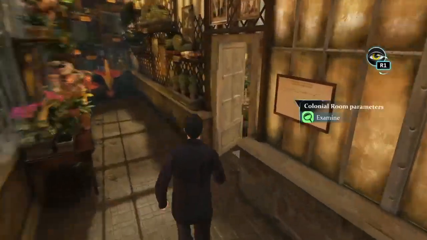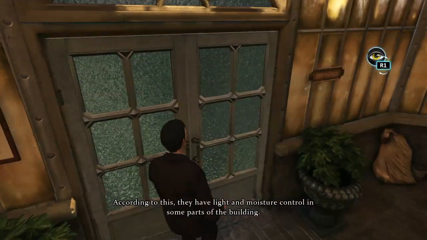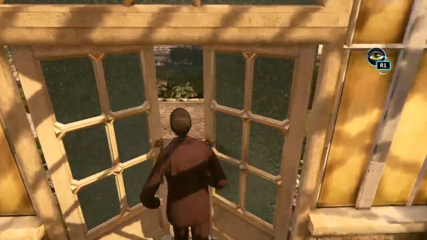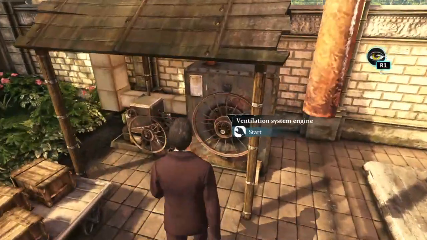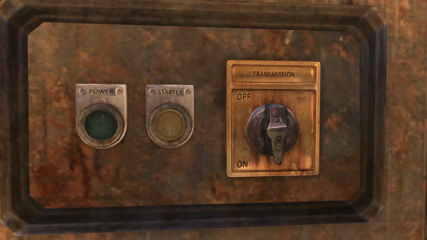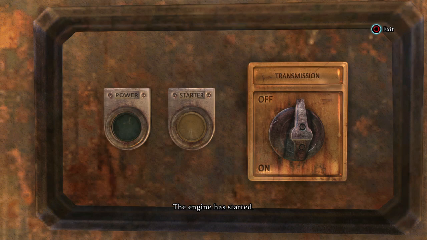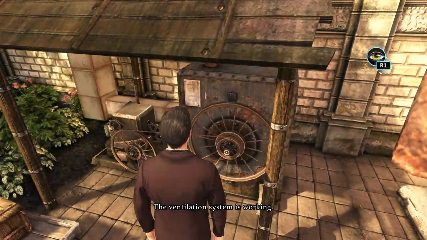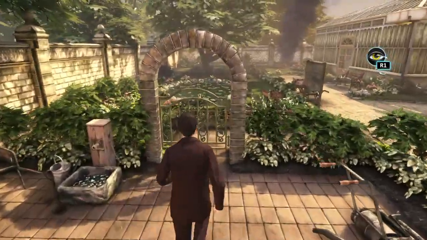I did it wrong. Okay, so let's go to the ventilation system. It's over here. Oops. According... Transmission on. The power is on, and start. The engine has started. The ventilation system is working. It's just showing me where it's going. Okay, let's get back to Watson.